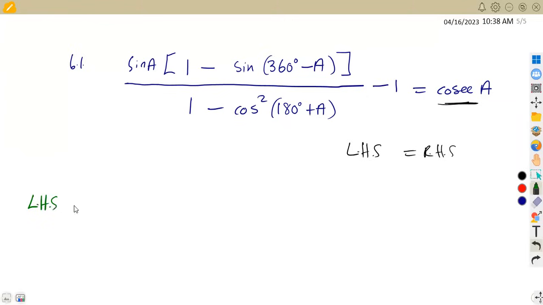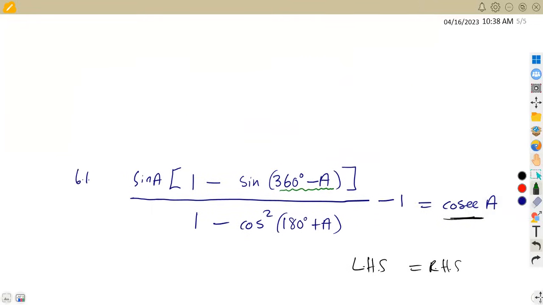So from the left-hand side, we can see that here we have sine A, and for now there's nothing we can do with this sine A. Let's just write it as it is, into 1 minus. Here we have sine of 360 degrees minus A. What does this part mean? This is in the fourth quadrant. Remember, 360 minus A is in the fourth quadrant.